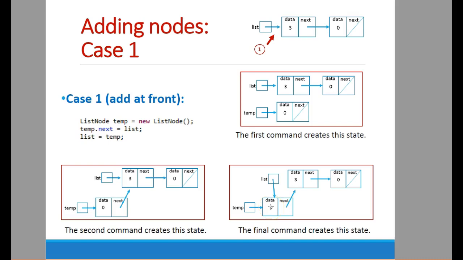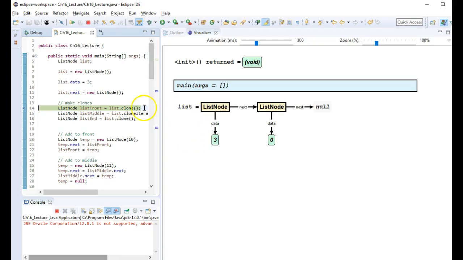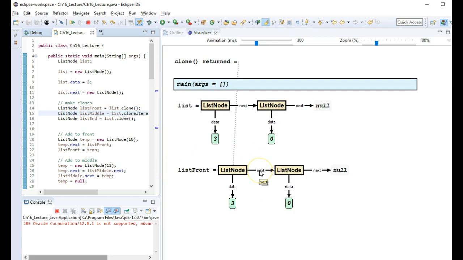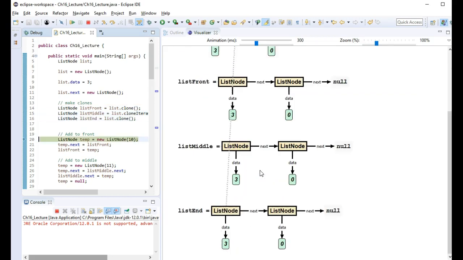So at this point, I'm going to jump back to Eclipse. Now, I wrote a clone function, both recursive and iterative. I'm not going to step through them now. I'll do that later, though. It's going to clone this list 1, 2, 3 times. So we now have 3 different copies of the original. And we're going to add an item to the front of this list.